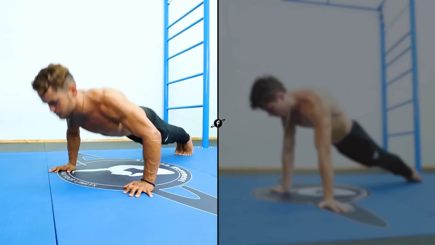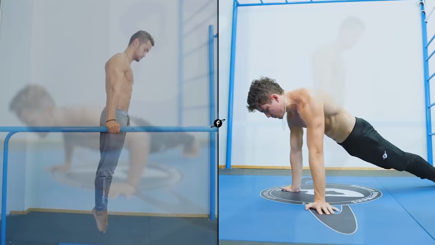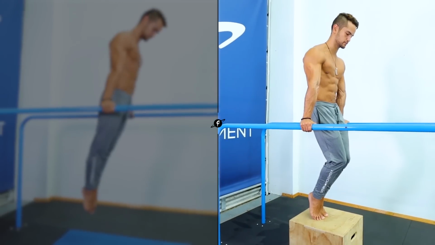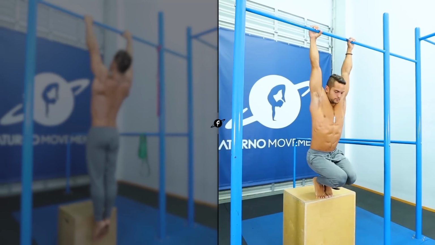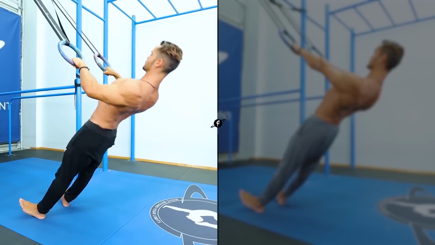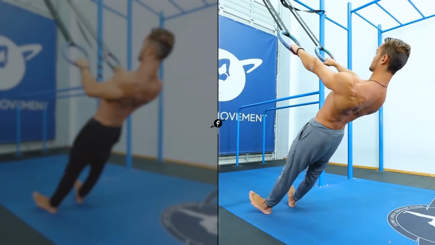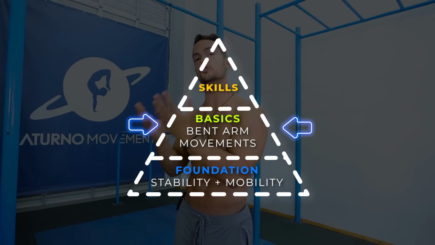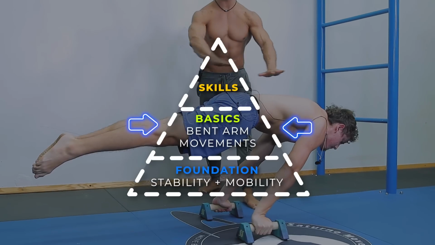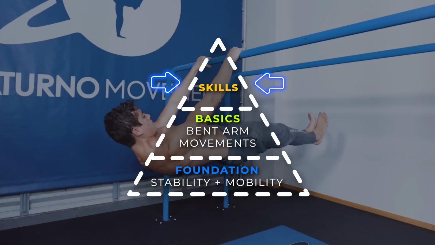So let's redefine basics and understand that basics might not be a push-up, might be a plank. Might not be a dip, might be a top support assisted with your feet. Might not be a pull-up, might be an assisted active or passive hang. Might not be a row, might be simply a scapula row. Building that foundation is going to lead to building those basics, and building those basics is going to lead to those advanced and impressive skills that we all want to get.